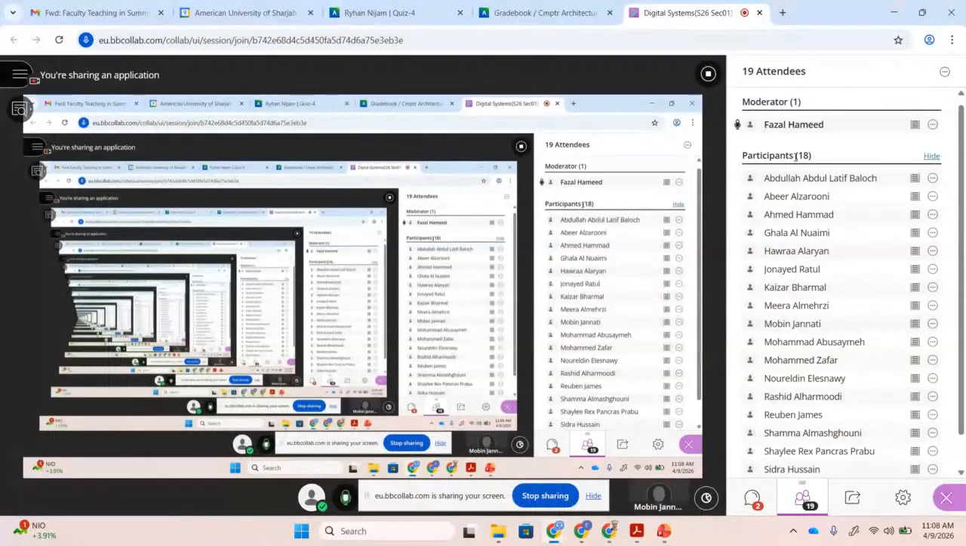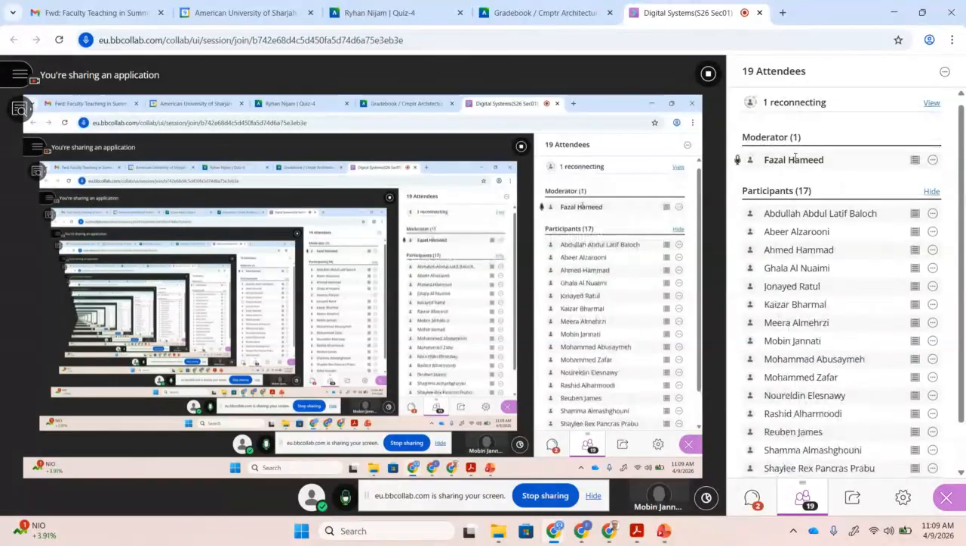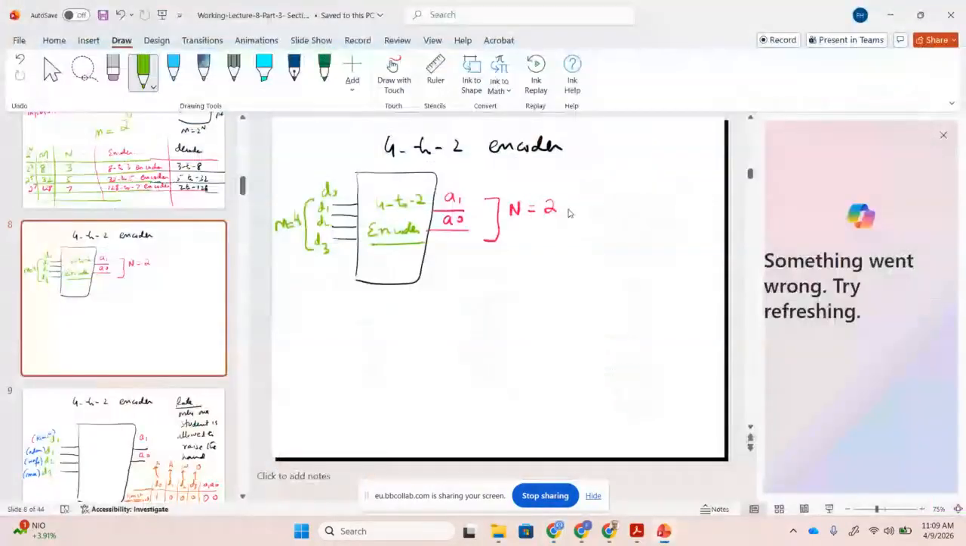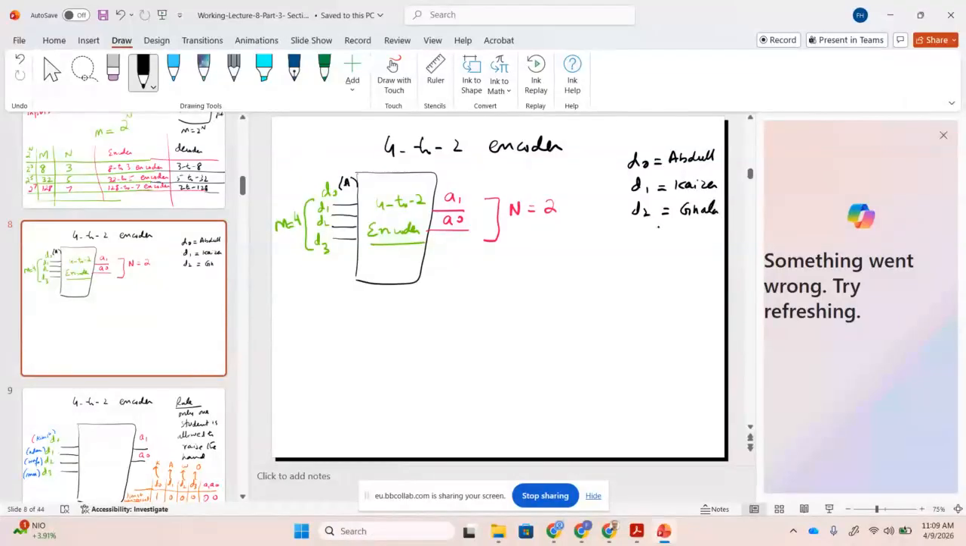Okay, so now I'm taking 4 students. Let's assume there are 4 students. Abdullah is the first student, Ghala is the second student, Kaiser and Nuruddin. Let's assume D0 is Abdullah, D1 is Kaiser, D2 is Ghala, and D3 is Nuruddin. Now let's assume a scenario, and I want to explain it with an illustrative example.